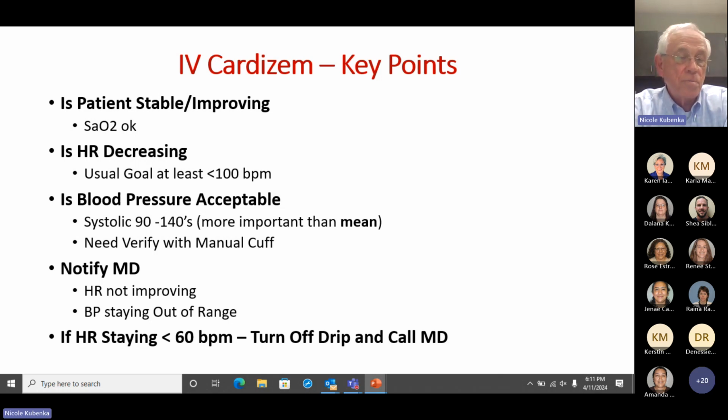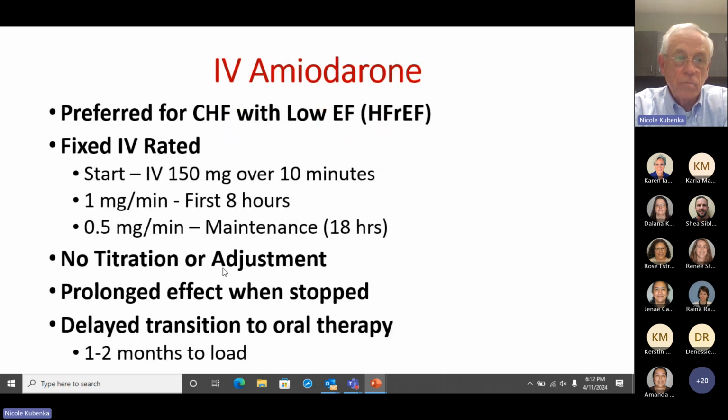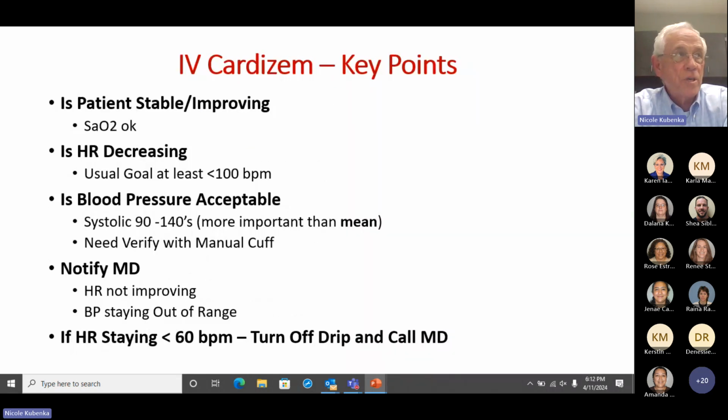The other thing about atrial fib is because it's erratic, automatic blood pressure cuffs are not always accurate. They can underestimate blood pressure quite a bit. So if you think you're getting a low blood pressure, double check it with a cuff and a stethoscope. And if you're getting the effect you want, you just keep going. If something's getting out of whack, if the heart rate's not improving, if the blood pressure is getting out of range, then you call the doc to get specific orders.